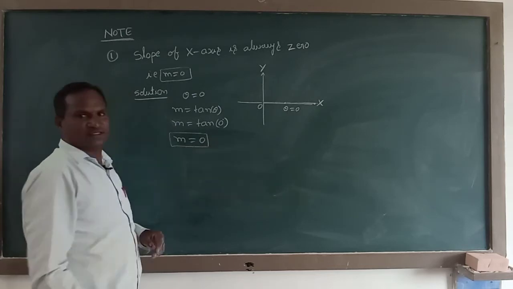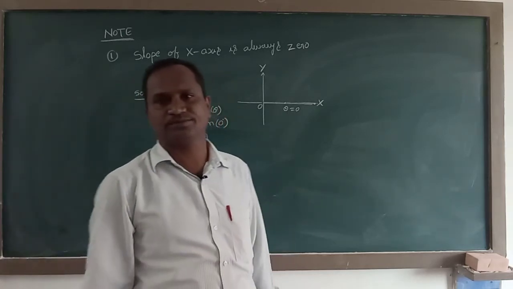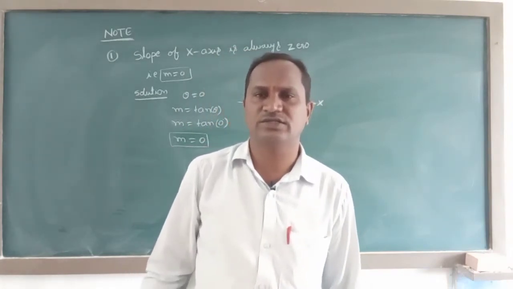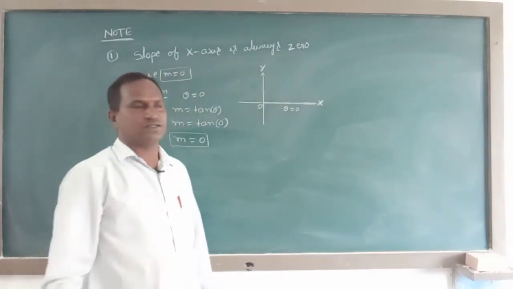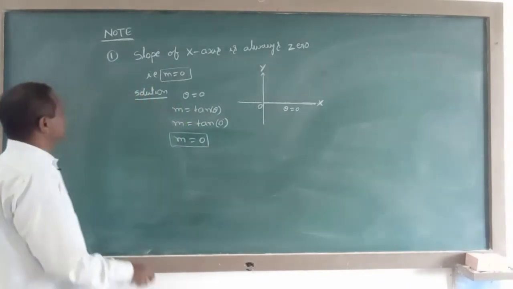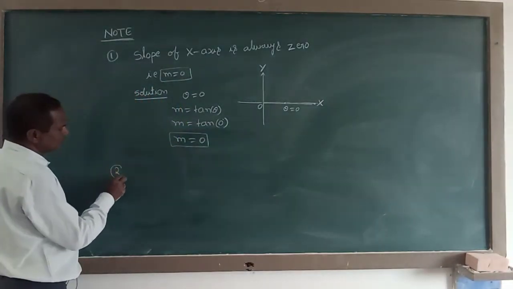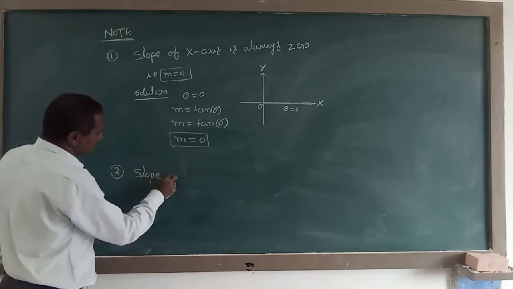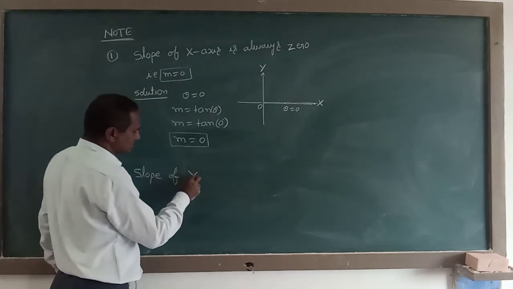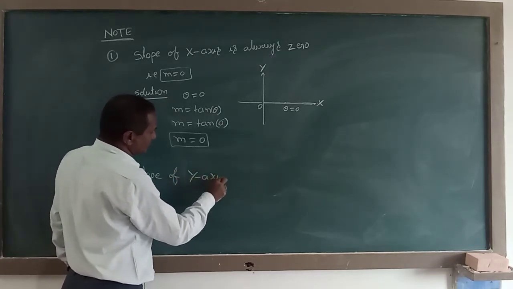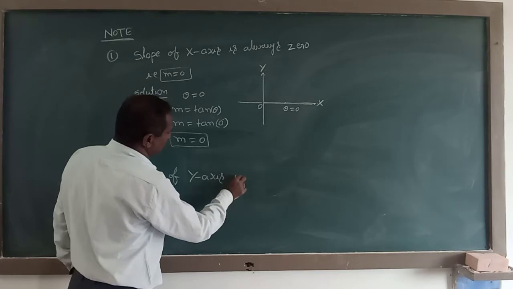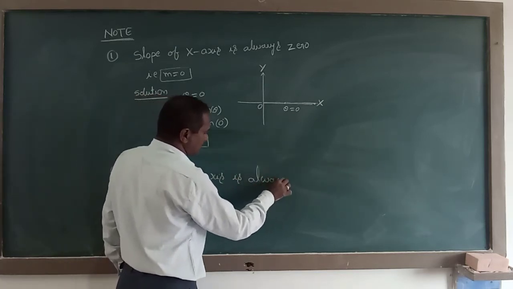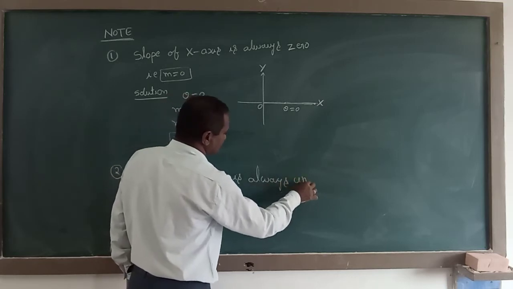Therefore, the slope of the x-axis is always 0. Next, let us discuss the slope of the y-axis. The slope of the y-axis is always undefined.